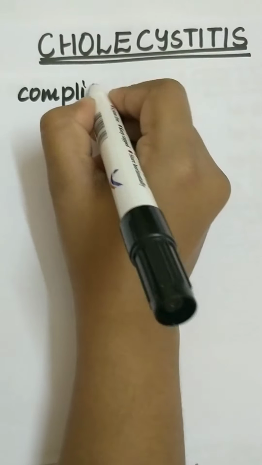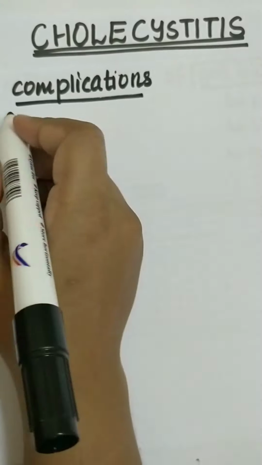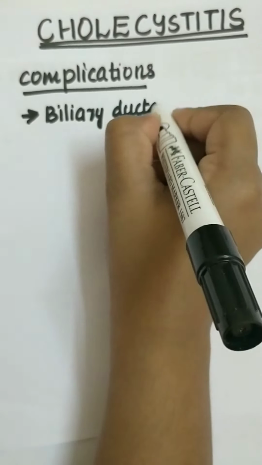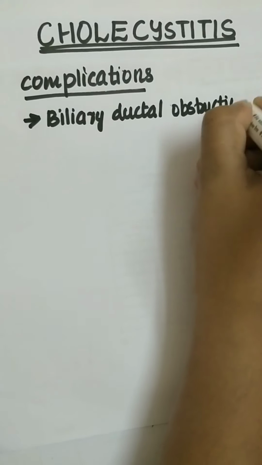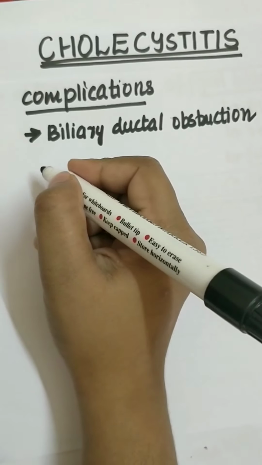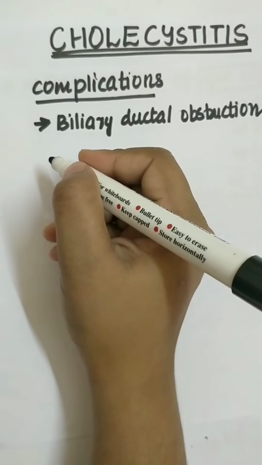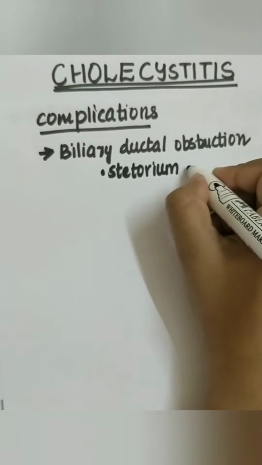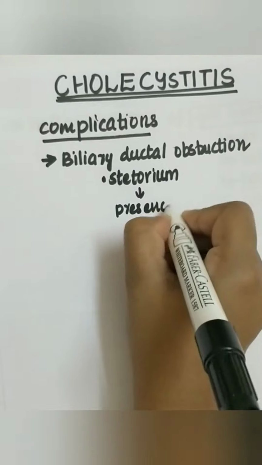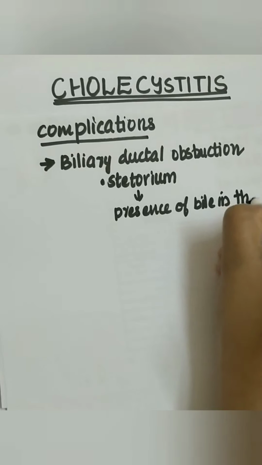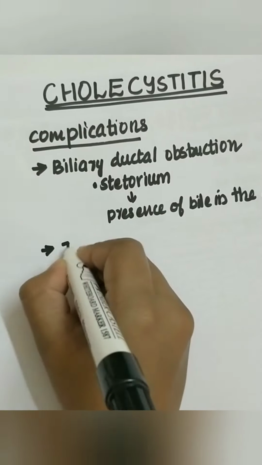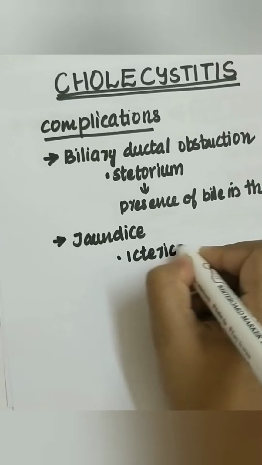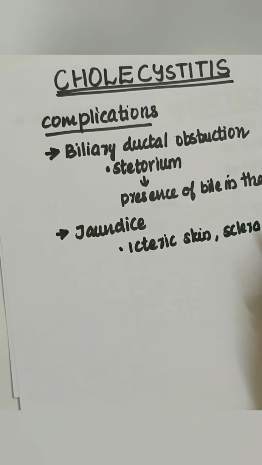Now we'll see the complications of cholecystitis. The first complication is biliary ductal obstruction. In biliary ductal obstruction, there will be a complete obstruction in the duct, so there will be no passage of bile. In this complication, we can see a condition called steatorrhea. Steatorrhea can be seen in biliary ductal obstruction. And the second complication is jaundice. In jaundice, there will be icteric skin and sclera.